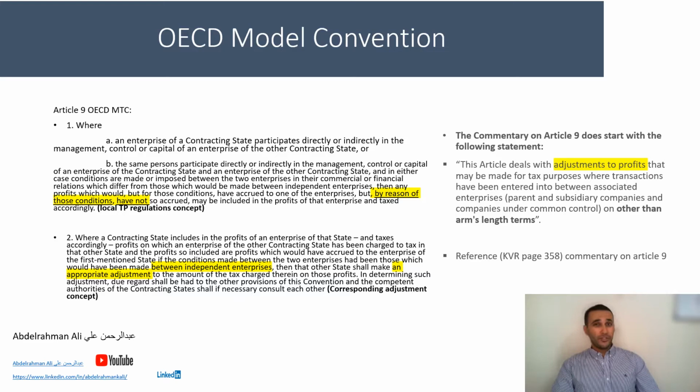A model tax convention is basically the model that two or more jurisdictions use for their bilateral agreements. Sometimes they call it a double tax treaty, but here we are talking about the model convention by itself. And under Article 9 of the OECD Model Convention, we're going to talk about what could be transfer pricing and what could be associated enterprises.